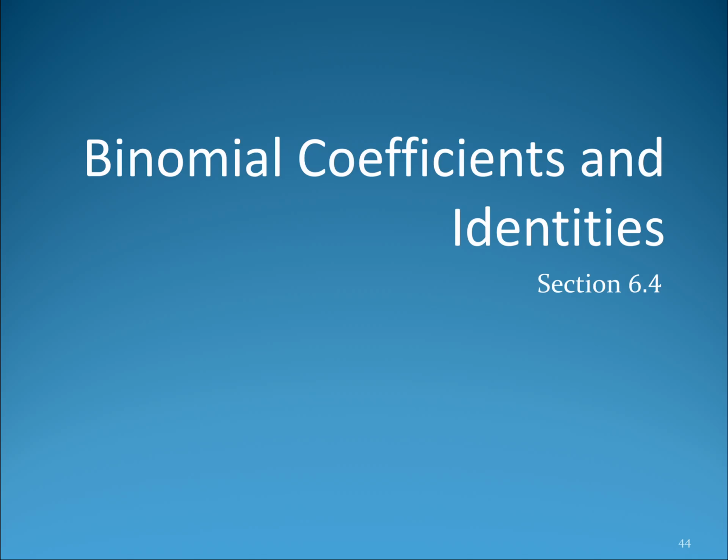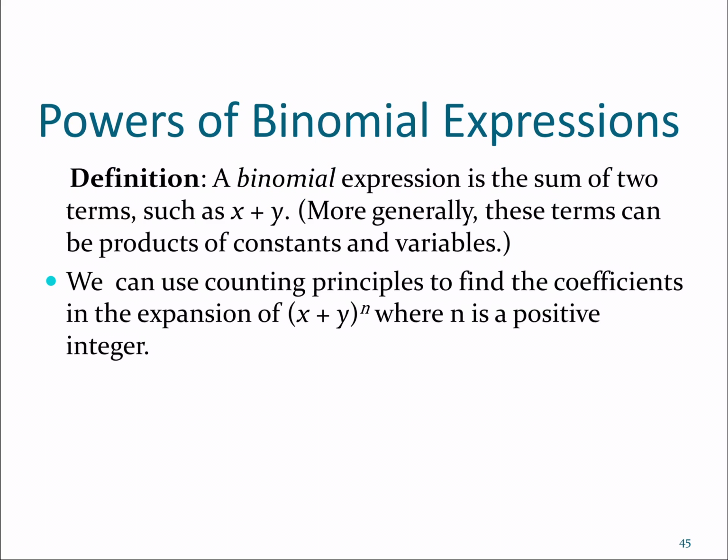Next, let's look at a very interesting concept called a binomial coefficient and identity. A binomial expression is a sum of two terms, let's say x plus y. And we can use the counting principles to find how many different coefficients there are in the expansion of x plus y to the nth power. Here n is a positive integer.